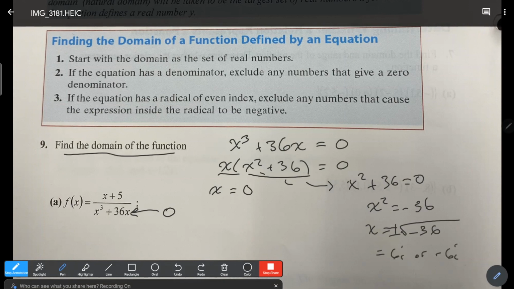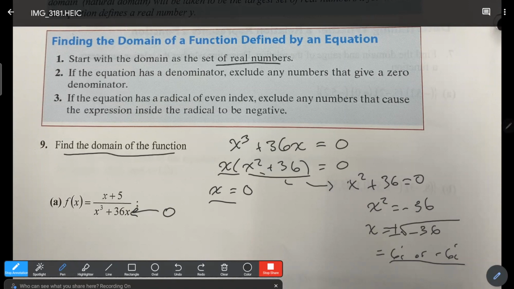So basically, if x is equal to 0 in the reals, or 6i or negative 6i in the complex, this thing is not going to be a function. So what we can say is, for the domain, we're looking at reals, okay? So 6i, negative 6i, do we really care about this part? No, because it's not real.